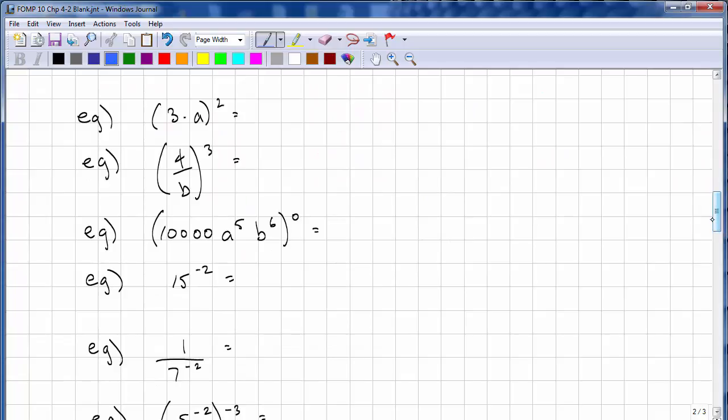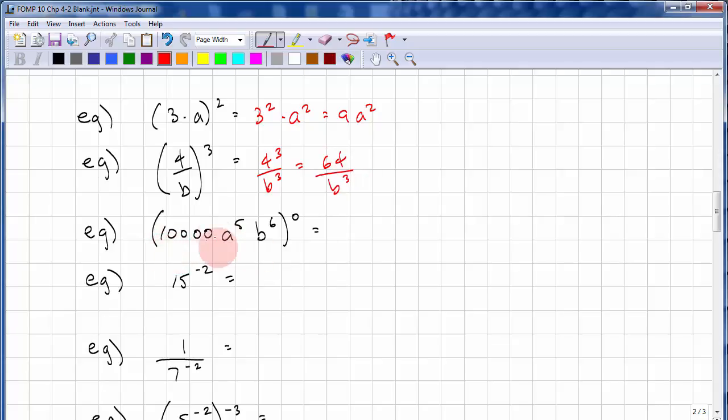So let's try these rules with some more examples. This is 3 squared times a squared. And we have 9a squared. So we can simplify by squaring that. We have 4 cubed over b cubed. And we can expand this. This is 64 over b cubed.